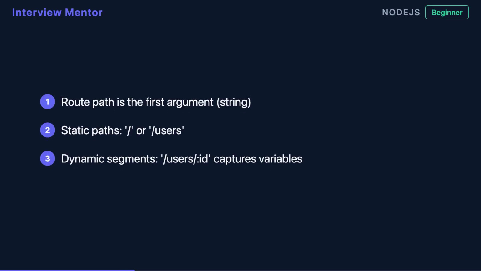Second, the route path. This is your first argument, a string like /users or just / for the root route. It defines the URL pattern clients will hit. You can use dynamic segments with colons, like /users/:id to capture variable parts of the path.